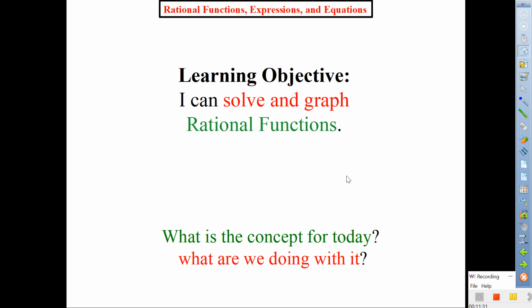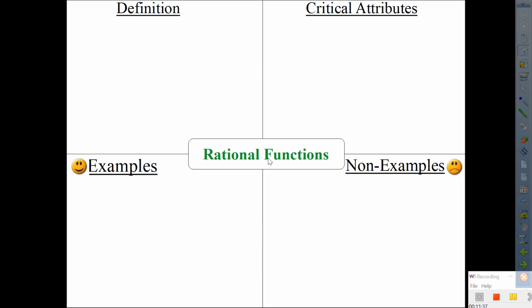I can solve and graph rational functions. In your Frayer model, rational functions. Without looking at your notes, give me a definition in your own words as to what a rational function is. One example, one non-example, and one hashtag. Think about it. Rational functions, what are they in your own words? One example, one non-example, one hashtag without looking at your notes. All right. Give some time.